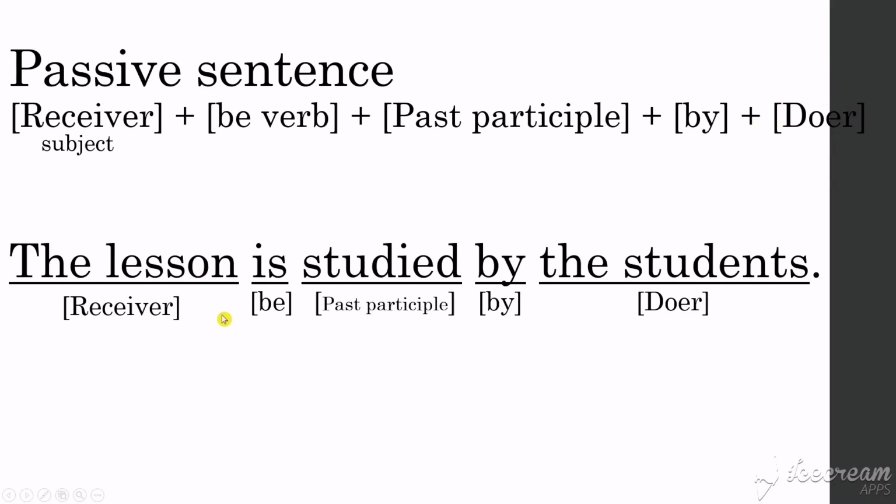Here's the example: The lesson is studied by the students. The lesson is the receiver, which is now the subject of the sentence. Is is your be verb. And then next, studied is the past participle of the main verb, and then we use the word by, and then after that is the doer of the sentence. The doer now of the sentence is now the object of the sentence.